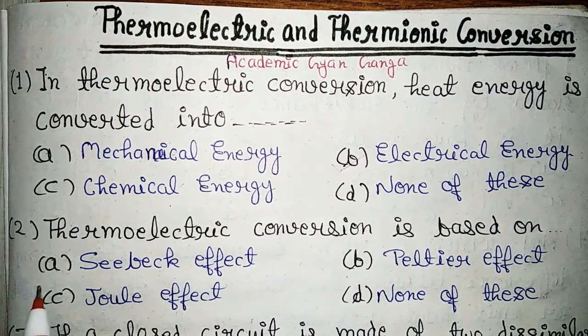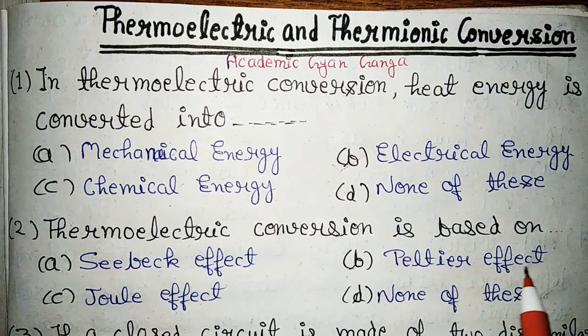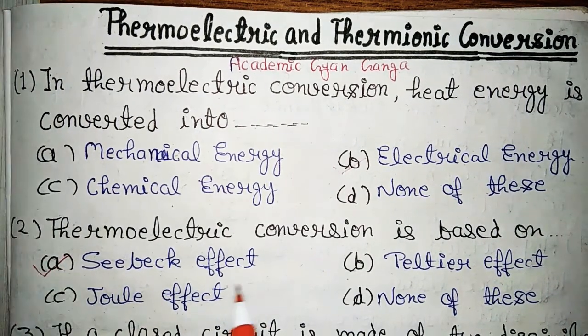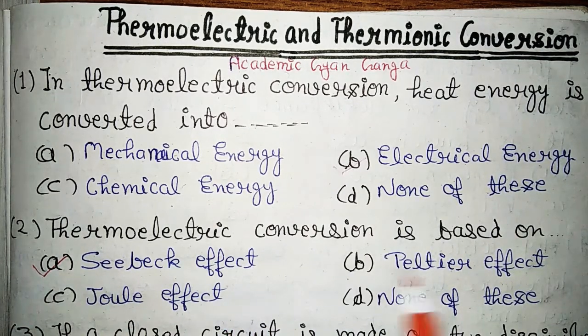Second question, thermoelectric conversion is based on option A Seebeck effect, option B Peltier effect, option C Joule effect, option D none of these. So right answer is option A, Seebeck effect. Thermoelectric conversion is based on Seebeck effect.